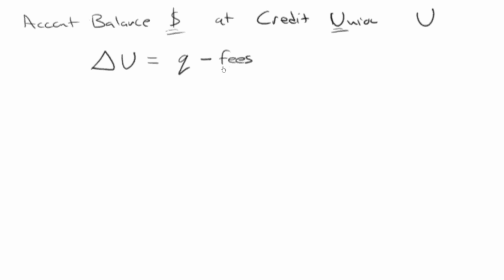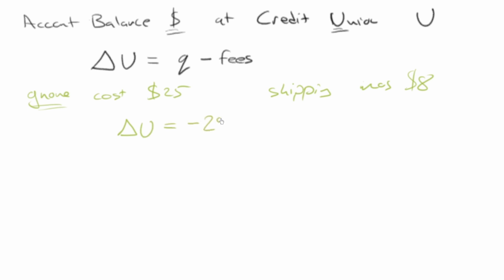Now you might wonder about the sign convention, so I'd like to show you. Money out is going to be negative. I think by way of an example would be best here. The gnome, say it cost $25, and shipping was, say, $8. Then the change in my credit union balance is going to be equal to minus 25, because it was 25 out, so the sign has to be negative, and then minus $8.